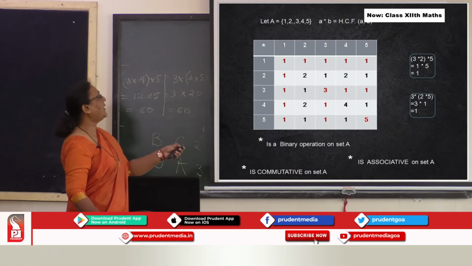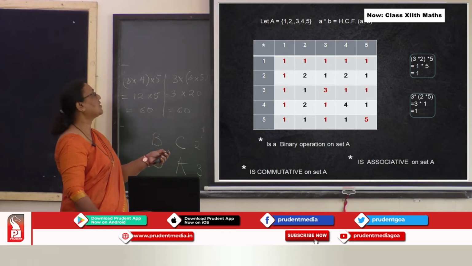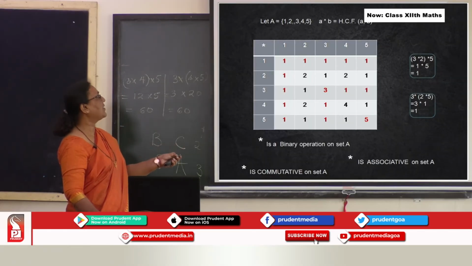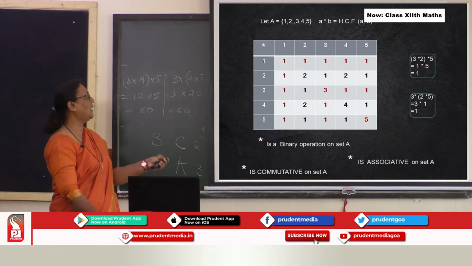Now see how it is defined. A star B is the highest common factor of A and B. So 1 star 1, the highest common factor of these two is 1. 1 and 2 is 1, 1 and 3 is 1, 1 and 4 is 1, then 1 and 5 is 1. Similarly, you write this side also and you will get 1. Then with 2 and 2 the answer will be 2. Then 3 and 3, both the numbers are the same, so 3. 4 and 4 gives 4, 5 and 5 gives 5.